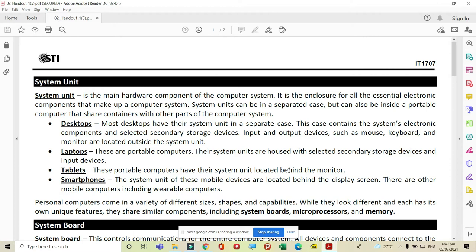Next, you also have smartphones, the one that is very common on your end. Okay? Smartphones have their system units located the same as tablets, but behind the screen. There are other mobile computers, including wearable computers. So, what is the difference between tablets and smartphones? Usually tablets are more compact. That means, in terms of drop test or durability, they are okay. Smartphones are more dangerous, or delicate. In English, it's delicate. I don't know how to say it in Tagalog or Filipino.